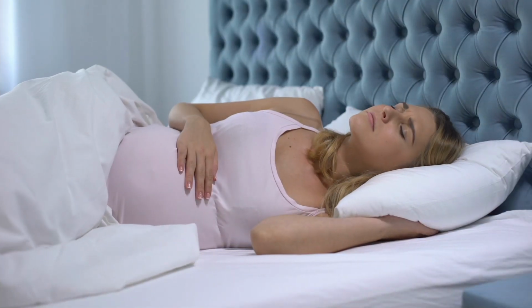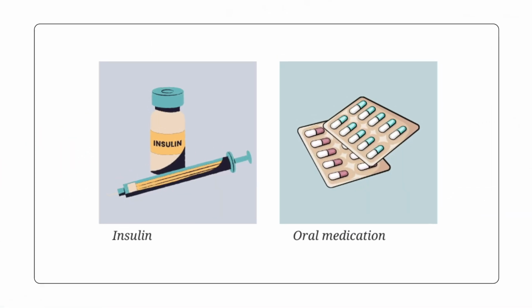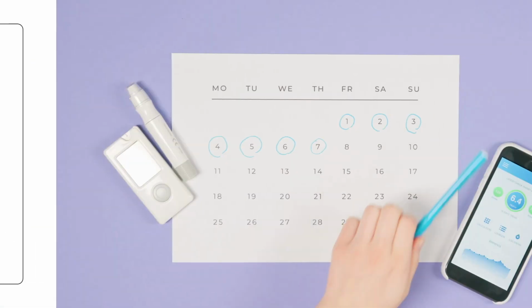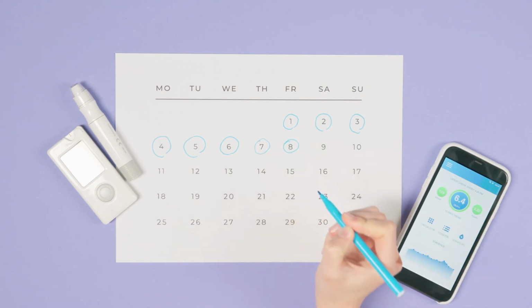If changes to your diet and exercise routine do not help you control your glucose levels after 2 weeks, your healthcare provider may recommend insulin therapy or oral medication. Monitoring your blood sugar regularly will help you learn how to keep it within a normal range and minimize any side effects.